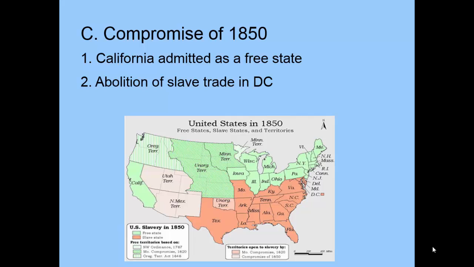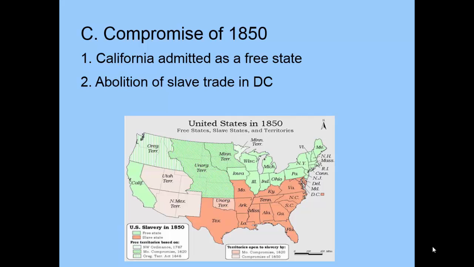The next part of the compromise is that we are going to abolish the slave trade in Washington, D.C. Not slavery, but just the buying and selling of slaves. Now, of course, this makes Northerners feel good because when visitors come to our nation's capital, they're not going to see human beings bought and sold. Of course, the South doesn't like this. They think that what's next, we're going to outlaw slavery altogether in the rest of America. And so we see of the Compromise of 1850, the first two agreements go the North's way.